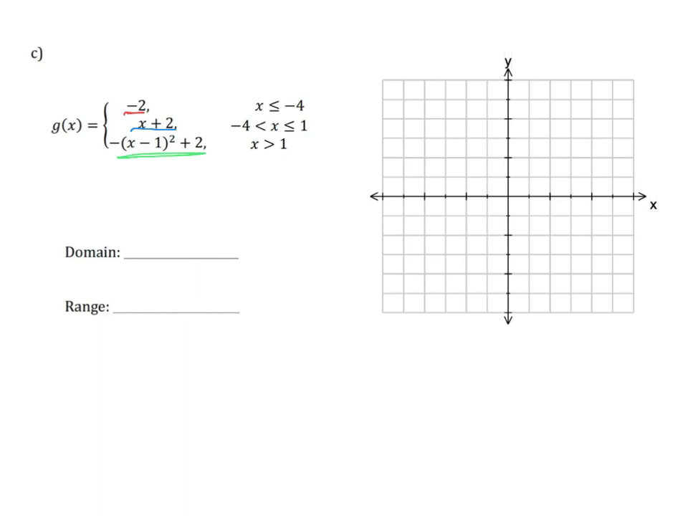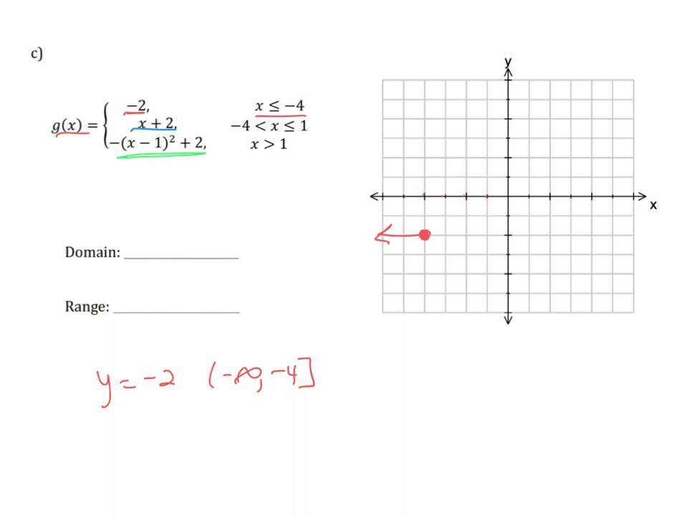So the first one says that we are going to have y equal to negative 2. So that's y equals negative 2 from negative infinity to negative 4. So that's what this says here, for x is less than or equal to negative 4. So I'm going to go 1, 2, 3, 4. That's negative 4, and it's inclusive of the negative 4. It's going to be negative 2 forever and ever as I go to the left. So it's just a horizontal line from negative infinity to negative 4. Then it's a closed dot on negative 4 because it's inclusive.